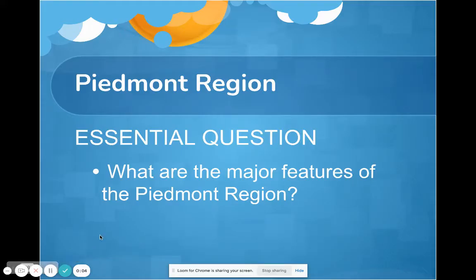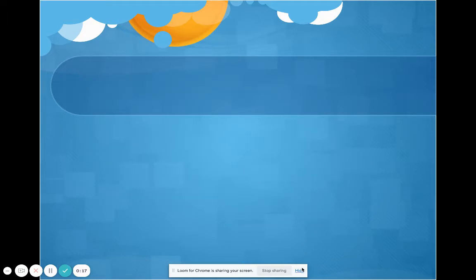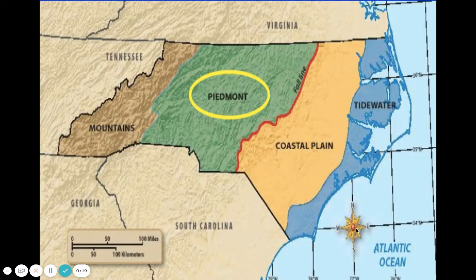Okay, so today we're going to be looking at the Piedmont region of North Carolina. At this point, we have already done Tidewater and Coastal Plain and the Sandhill subregion of the Coastal Plain. And you can see in this area, this is the Piedmont of North Carolina. I want to point out a couple of things on this map.